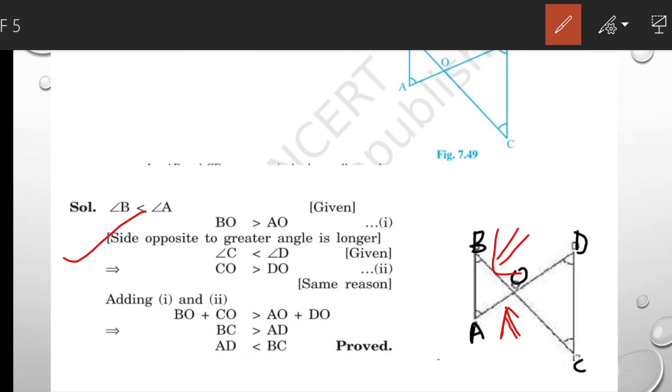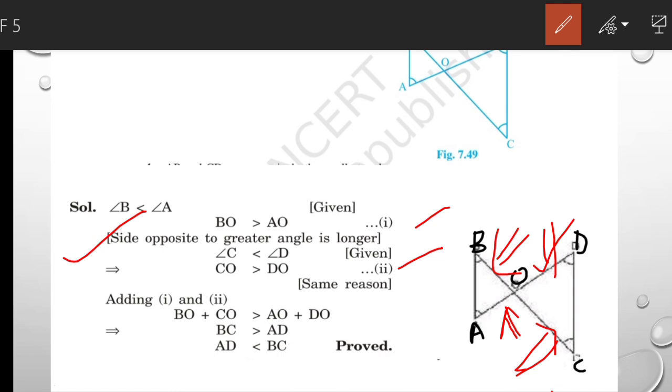Similarly, it is also given angle C is less than angle D. The side opposite to angle C is OD and the side opposite to angle D is OC. So we can write angle C is less than angle D, which is given, which implies CO is greater than DO. This is our relation 2. It follows the same reason as we used in 1, that the side opposite to the greater angle is greater. So now we are adding equation 1 and equation 2.